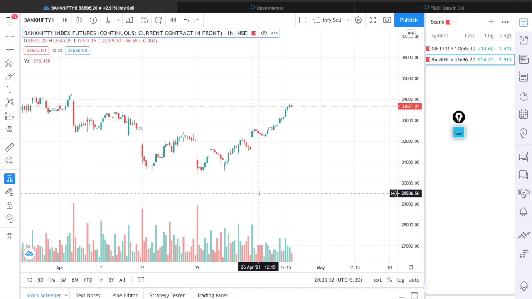So these are the levels that I have provided already, so kindly work on those levels.